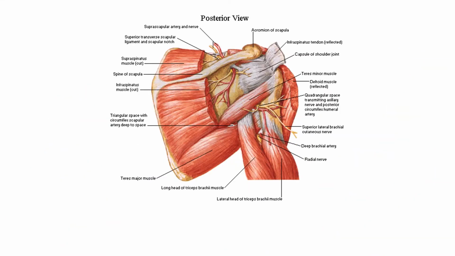Next, moving on to the branches of the axillary nerve and its distribution. We see the axillary nerve in the axilla and in the quadrangular space. In the axilla, before its terminal division, the axillary nerve gives one articular branch to the shoulder joint.